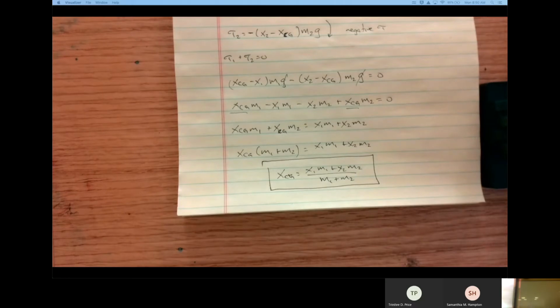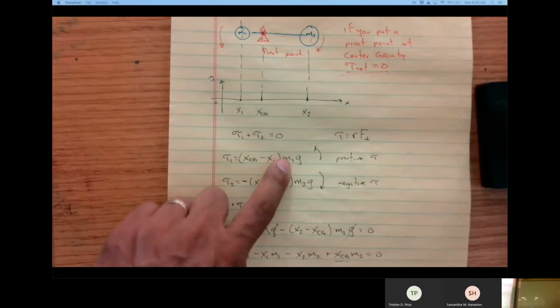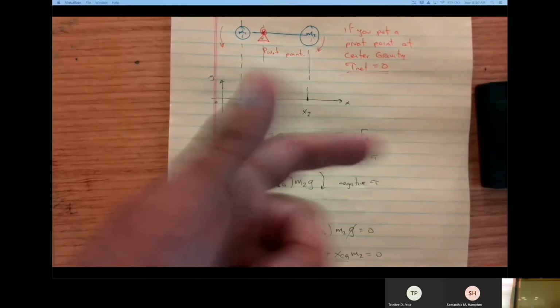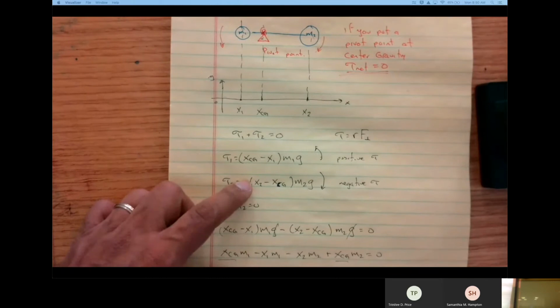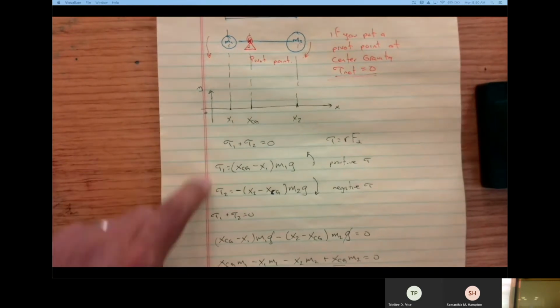Now, this is having two masses. What happens if we have 3 or 4 or 5 masses? Well, you will need to do something similar. If you have 3 masses, then tau 1 plus tau 2 plus tau 3 has to be equal to 0. If you have 4 masses, tau 1 plus tau 2 plus tau 3 plus tau 4 equals 0. Now, you will have to repeat this. And at the end, you're going to end up with an equation that is very similar to this one.